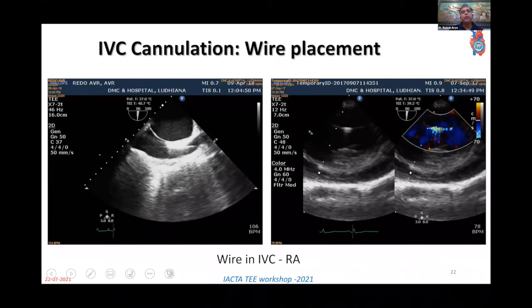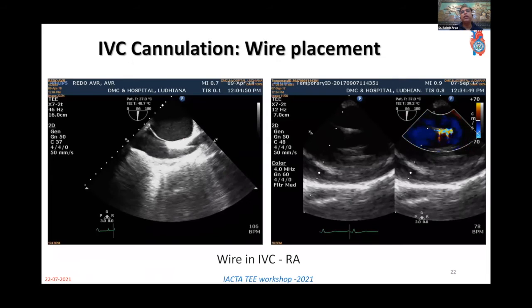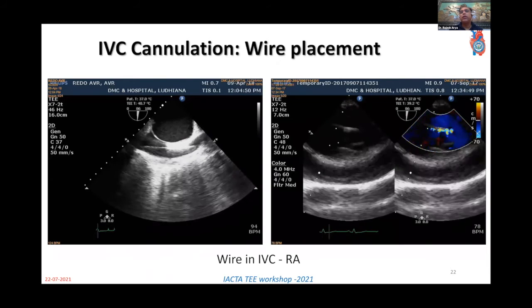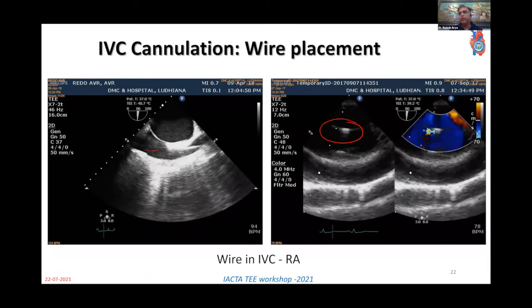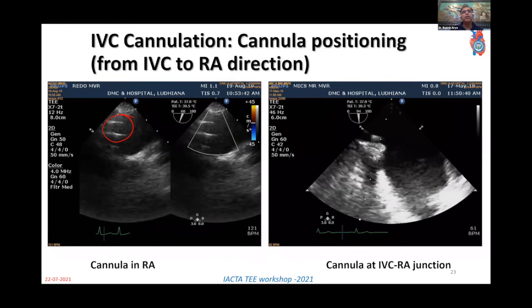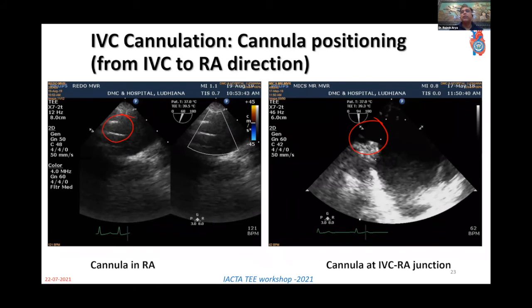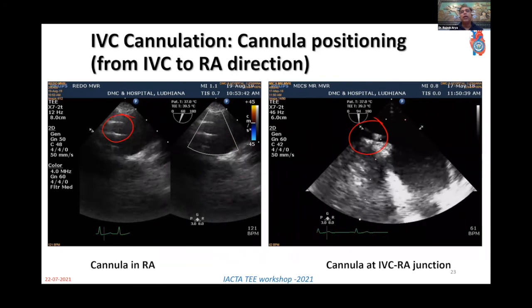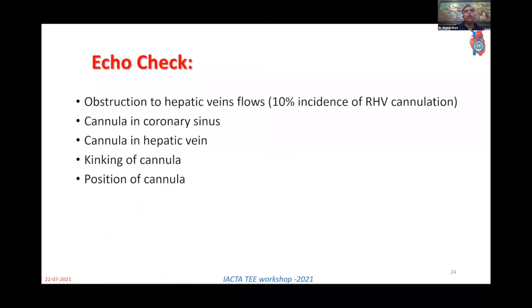The IVC cannula may be from the femoral vein side also. We can see the guide wire and we can see the cannula. This is the guide wire coming from the IVC to the right atrium, and the cannula can be seen gliding over it. If the cannula is too much inside the right atrium, we can suggest the surgeon withdraw it so that it remains within the inferior vena cava, and he can put a clamp on the IVC for air-free circulation. So in the echo check, we should look for any obstruction of the hepatic vein. There is a 10% chance that the right hepatic vein may be cannulated. We must look for that. We should look for a cannula in the coronary sinus or a cannula in the hepatic vein. We must look for kinking of the cannula and position of the cannula.